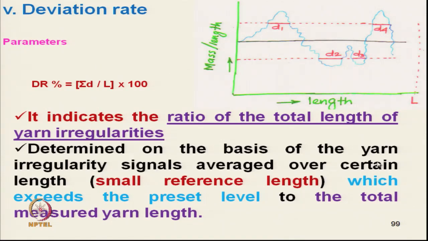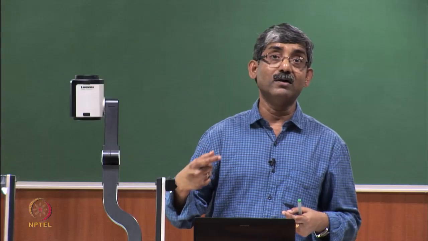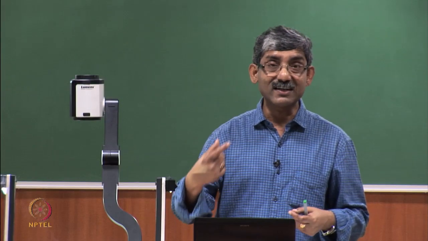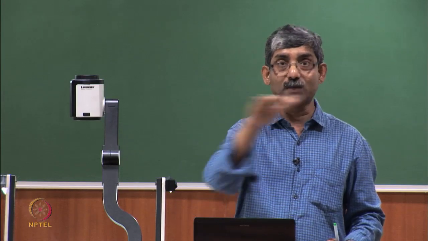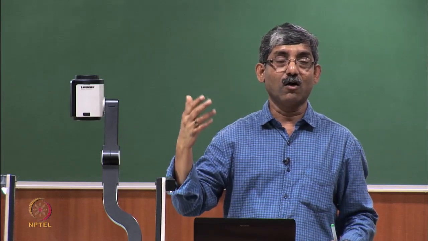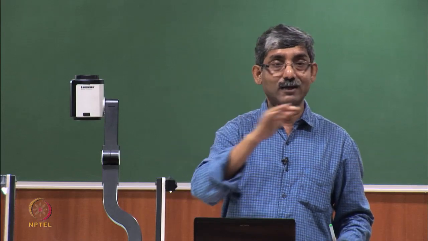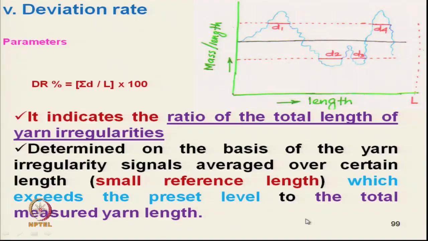determined on the basis of the yarn irregularity signal averaged over a certain small reference length, which exceeds the preset level. We have to set the preset. Suppose I want stricter norms. So, instead of 50%, we may call it at 40%, or maybe 60%, at different levels we can calculate, and it is on the total length of yarn tested.